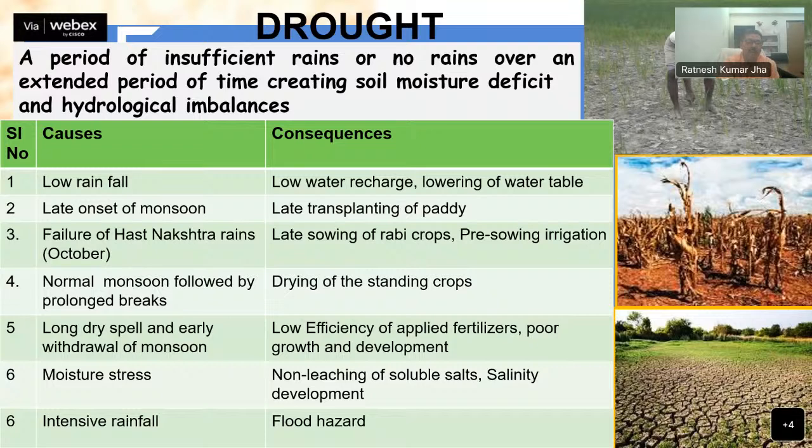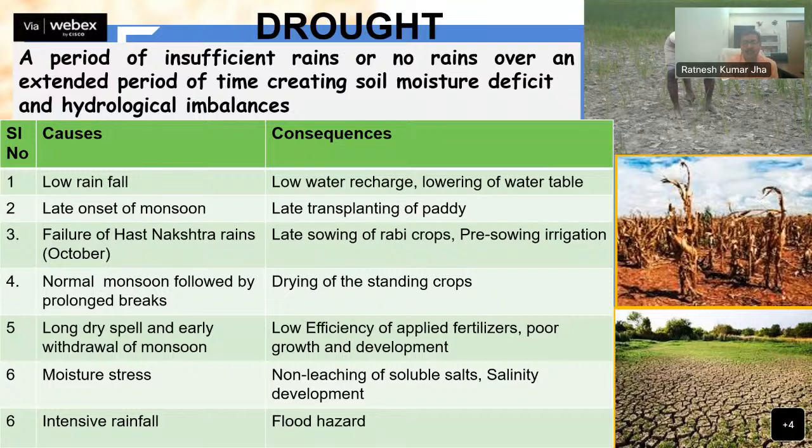So low rainfall is the cause, leading to low water recharge and low loading of water tables. Again, late onset of monsoon is one of the reasons. So there is late transplanting of paddy, and late transplanting of paddy affects the late sowing of wheat. So both crops, paddy and wheat, are affected: one through drought and the other through disturbed sowing. Now, failure of the Hast Nakshatra. Hast Nakshatra comes in October, you can say this is the last nakshatra where rainfall occurs in India and in Bihar.